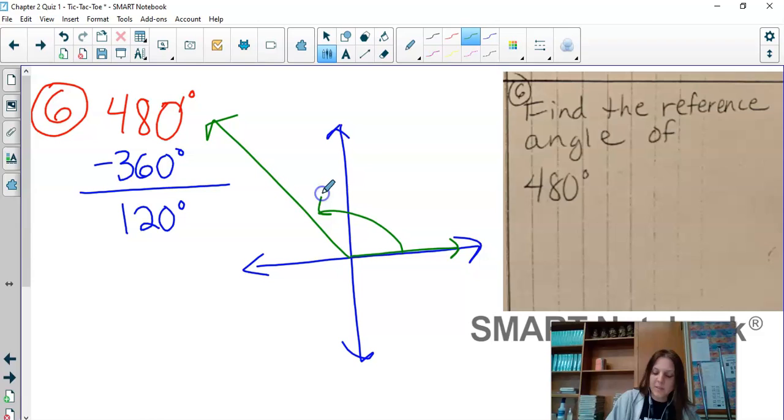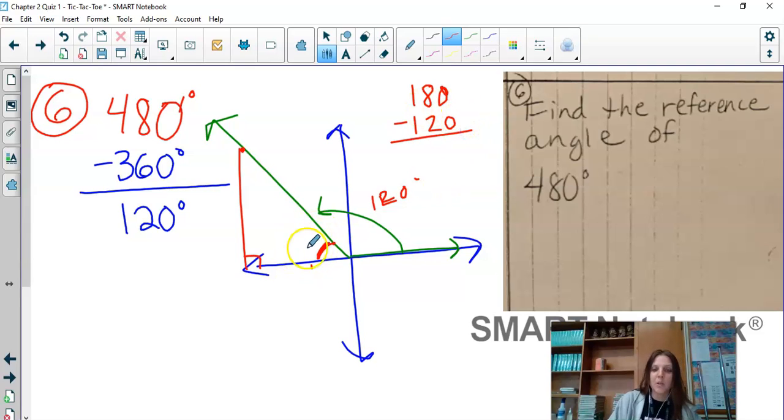And remember what we did was we took a point somewhere on this angle and dropped a perpendicular. What we're looking for is this angle right in here, the reference angle, the one that we would use to calculate. So I rotated 120. This entire thing is 180. So I need to somehow subtract the 180 and the 120. Well, that's exactly what I'm going to do. Subtract 180 minus 120, and you will get your reference angle. So this would be your reference angle, and it would be 60 degrees. So the reference angle is 60 degrees.